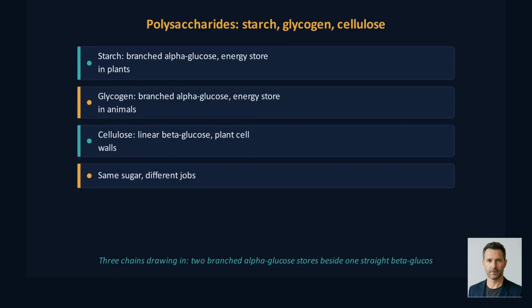Starch is a branched polysaccharide of alpha-glucose, and it is the main energy storage molecule in plants. Glycogen is also a branched polysaccharide of alpha-glucose, but it is the main energy storage molecule in animals. So plants and animals solve the same storage problem with almost the same chain. Cellulose is the odd one out. It is a linear polysaccharide of beta-glucose, and instead of storing energy it provides structure, forming the primary structural component of plant cell walls. Same atoms, even nearly the same sugar, yet one builds a sugar reserve and the other builds a rigid wall. Structure decides function.